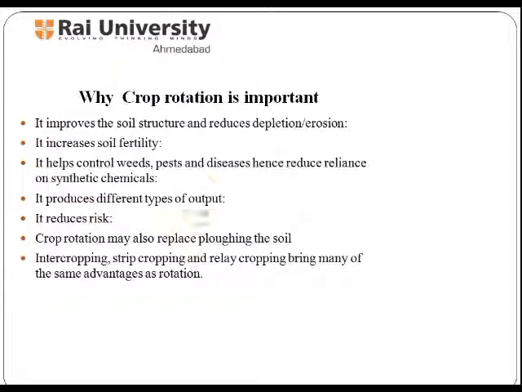So basically it is important because it improves the soil structure and reduces the erosion. It increases the soil fertility, it helps to control the weeds, pest and disease, hence reduces the reliance on synthetic chemical. It produces different types of output, it reduces the risk. Crop rotation may also replace ploughing the soil. Intercropping, strip cropping and relay cropping bring many of the same advantage as rotation.